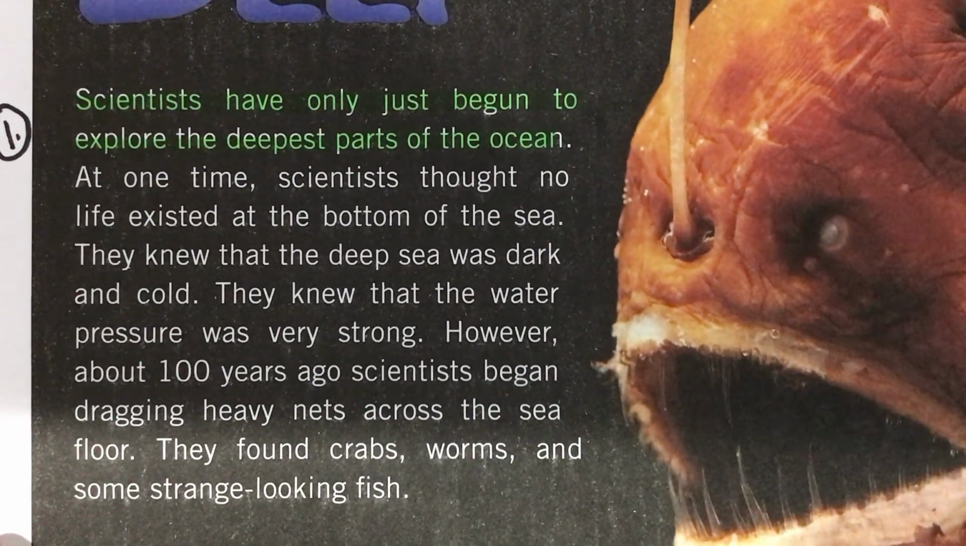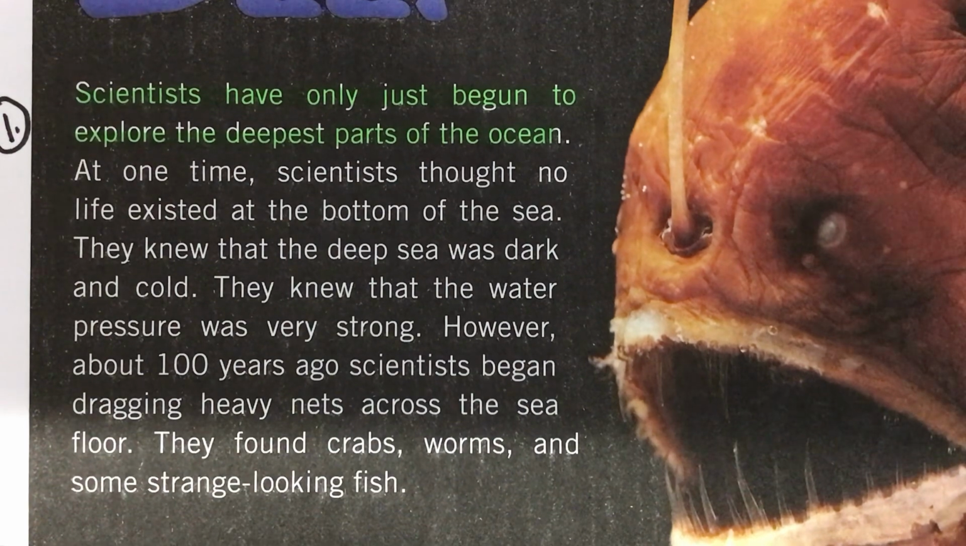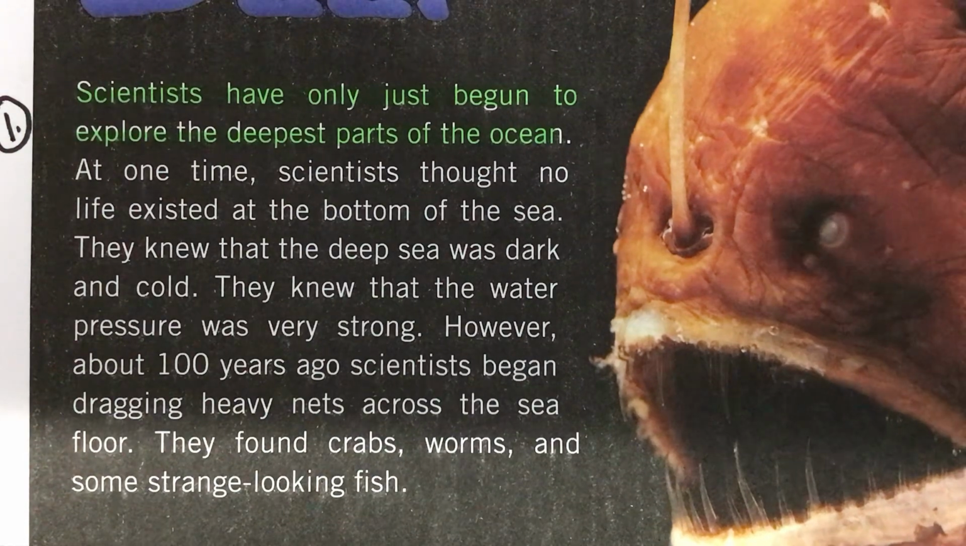Scientists have only just begun to explore the deepest parts of the ocean. At one time, scientists thought that no life existed at the bottom of the sea. They knew that the deep sea was dark and cold. They knew that the water pressure was very strong. However, about 100 years ago, scientists began dragging heavy nets across the seafloor. They found crabs, worms, and some strange-looking fish.